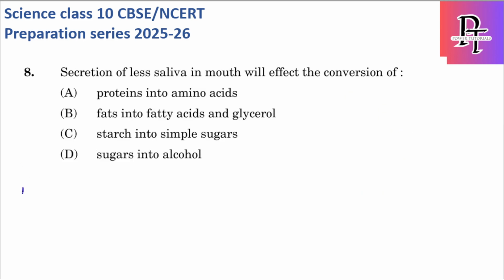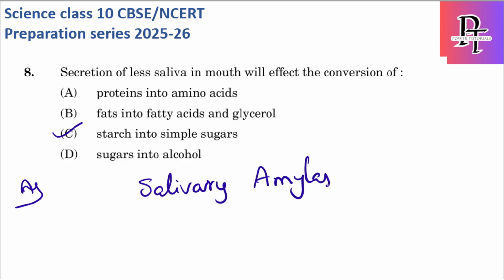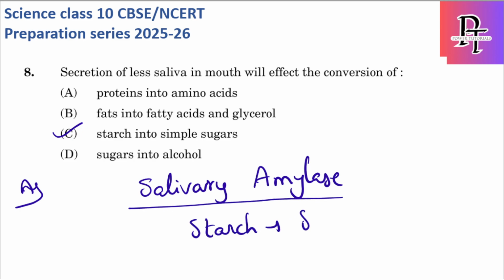Let's go to the next one. Secretion of less saliva in the mouth will affect the conversion of starch into simple sugars because saliva contains an enzyme called salivary amylase. This enzyme helps to convert starch to sugars. So if there is less secretion of saliva, then this conversion will go down.